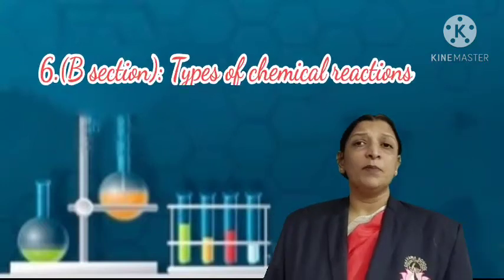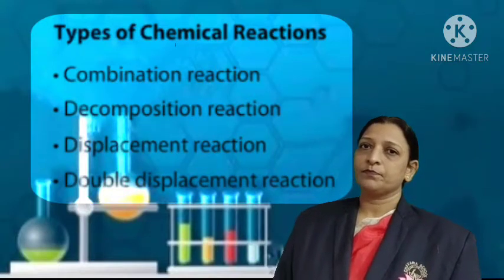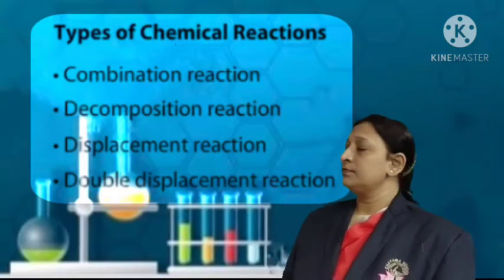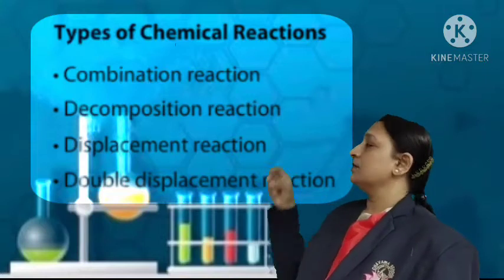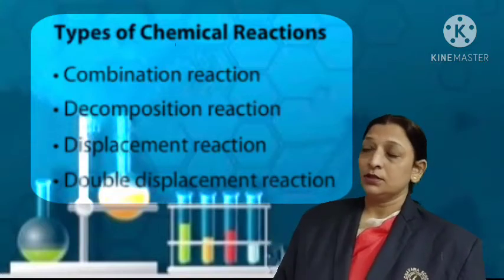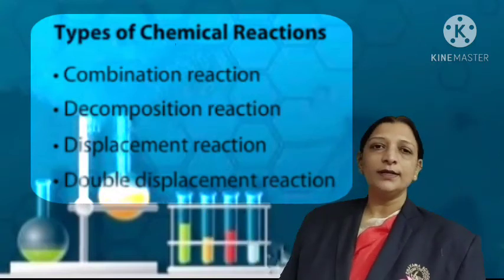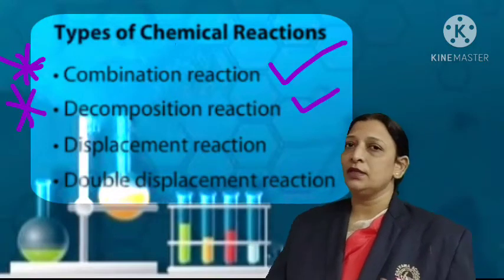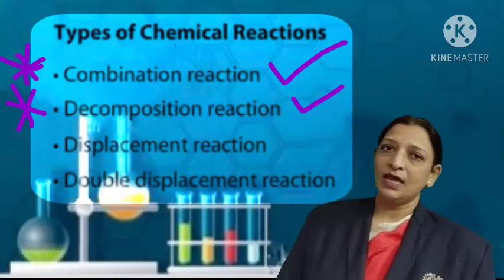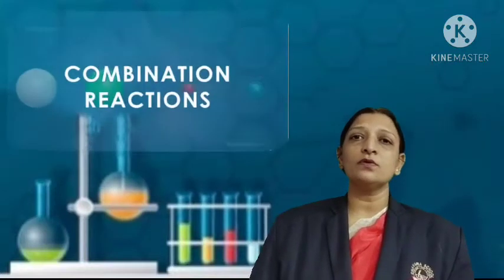So, dear friends, basically chemical reactions are divided into 4 types. Namely, they are combination reaction, second is decomposition reaction, third is displacement reaction, and the fourth is double displacement reaction. Today we will study the first 2 types in detail with so many examples and 2 experiments. So dear friends, the first type is combination reactions.